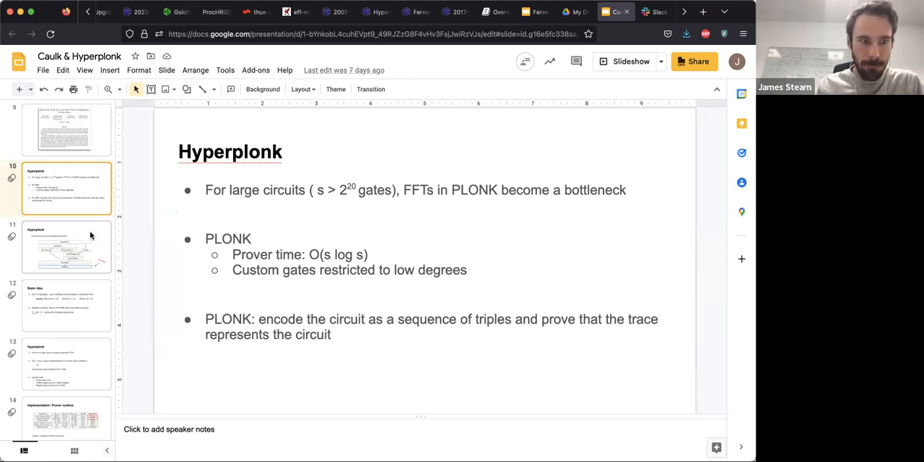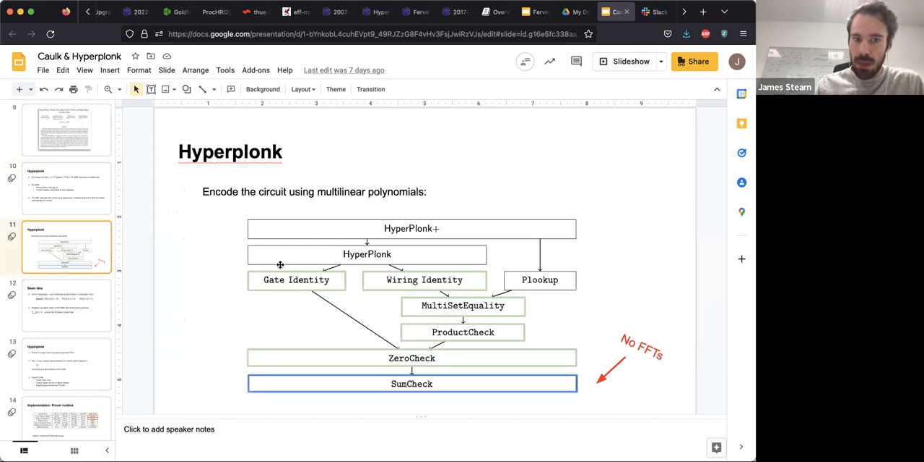Specifically for the prover, the idea is kind of similar. We're going to encode the circuit using a bunch of polynomials, but now we're going to use multilinear polynomials.